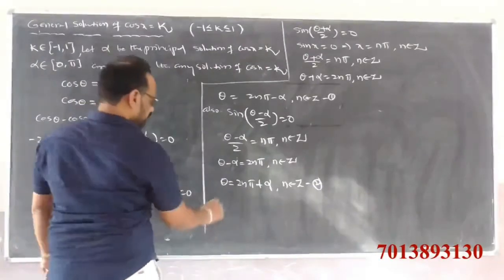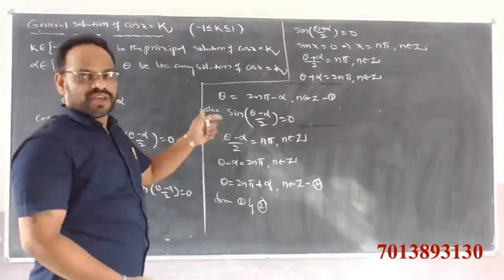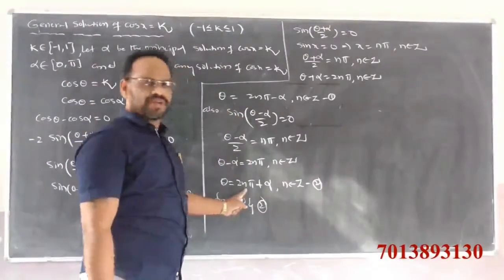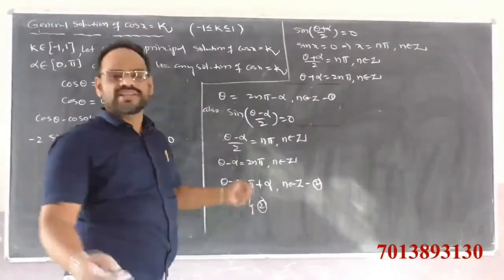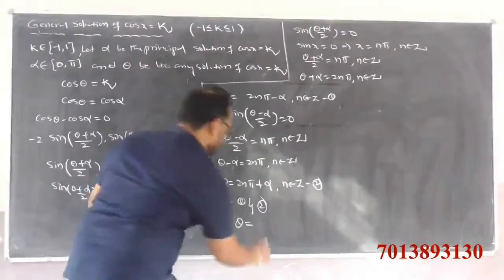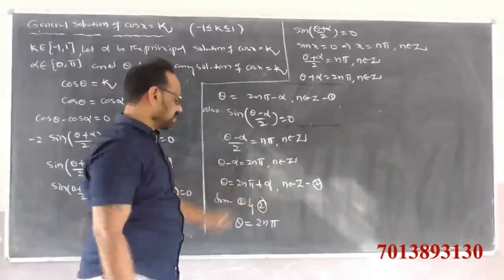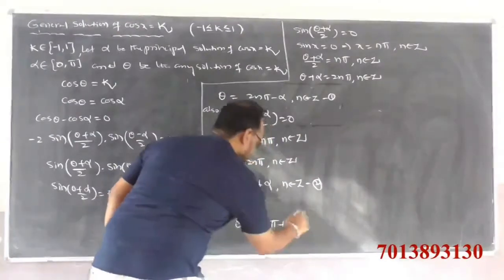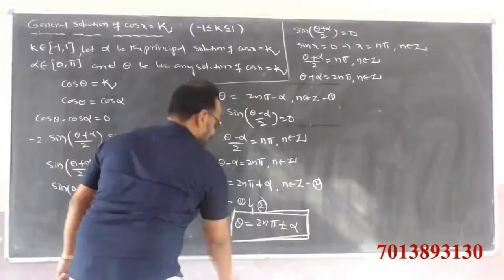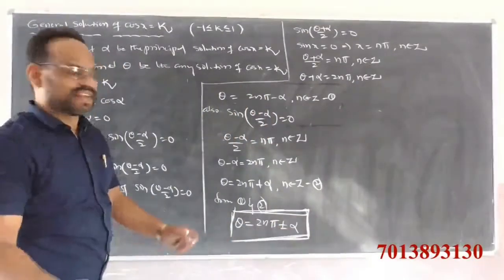From 1 and 2, we want the union of theta 1 and theta 2. Here 2n pi, here also 2n pi. The union of 2n pi is 2n pi only. So theta is equal to 2n pi. Here plus is there, minus is there, so plus or minus alpha. Theta is equal to 2n pi plus or minus alpha.